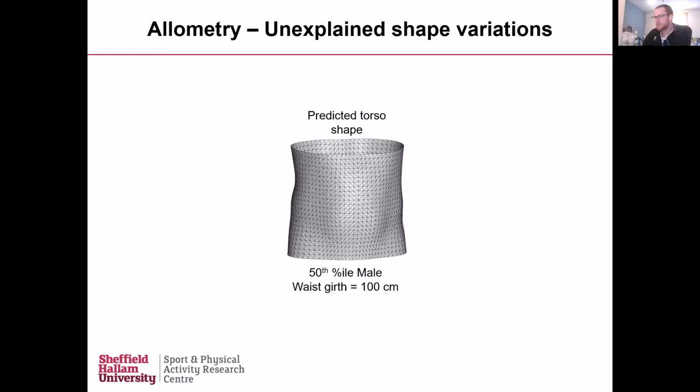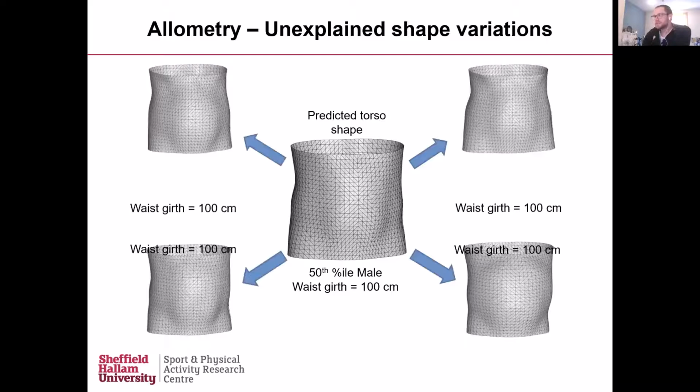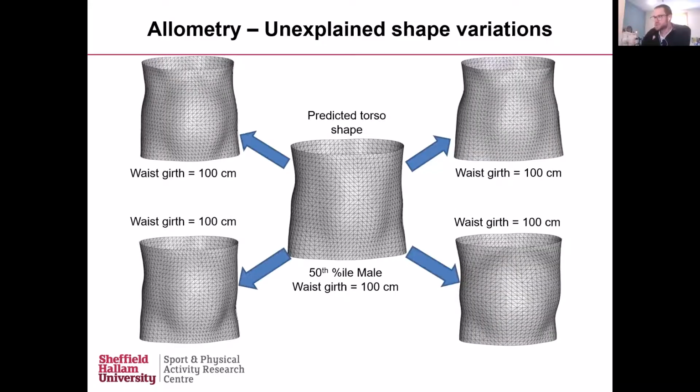So as a quick example, according to our allometric model, a male participant with a waist girth of 100 centimeters would be predicted to look like this in terms of their external shape. However, from observed individuals within our sample, all of these individuals had a measured waist girth of 100 centimeters. But as you can see, they quite clearly are different in their external shape information.